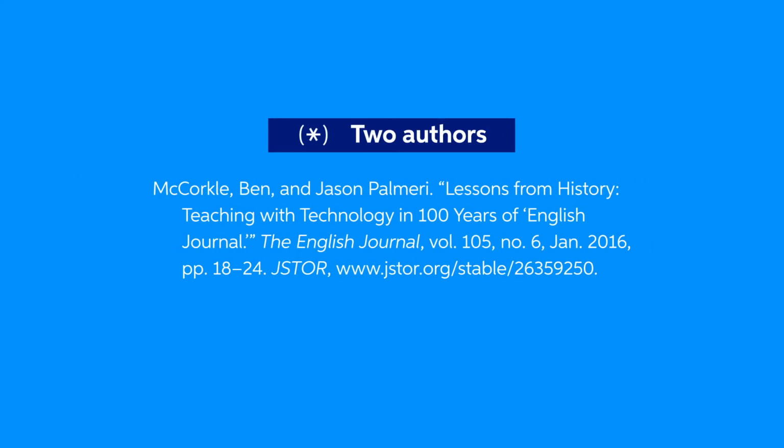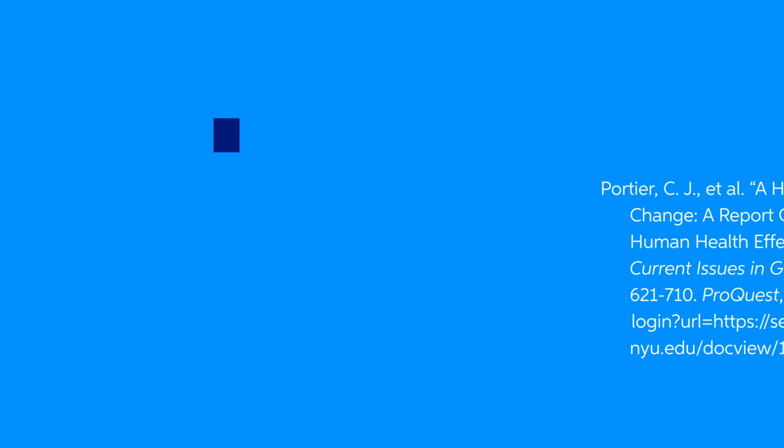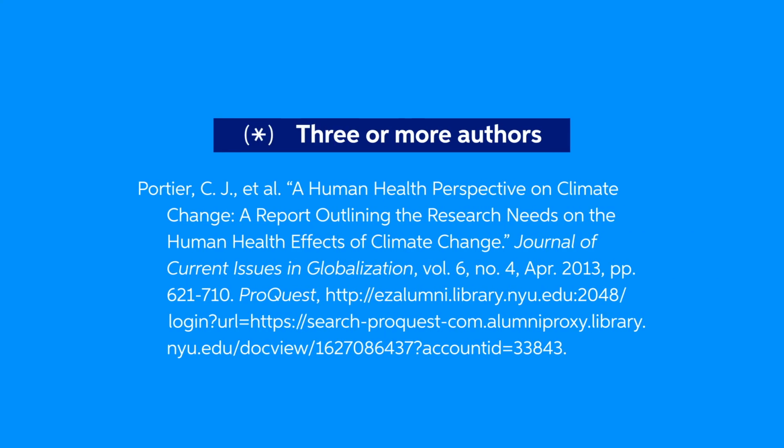If you're citing an article with two authors, you'll write the names of the authors in the order they appear in the article. Write the first author's name just as you would for an article with a single author, then write comma, and the second author's first and last name. If the article has 3 or more authors, instead of listing every name, after the first author, write a comma followed by the Latin phrase et al., which means and others.